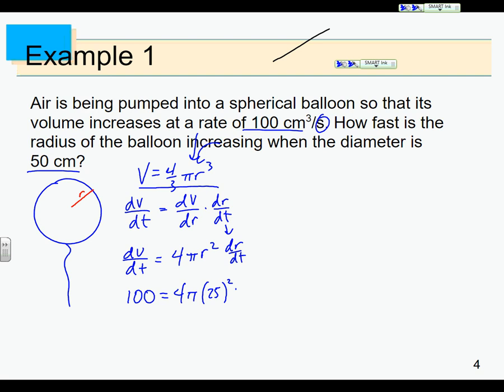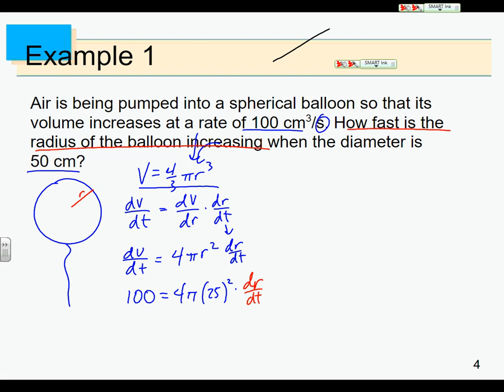If you were in class, I'd be grilling you right now. dr over dt, what are we going to plug in for it? Well, that's what we're trying to find out. How fast is the radius of the balloon increasing? That's what I'm solving for. So make sure you're solving for one of your rates of change.